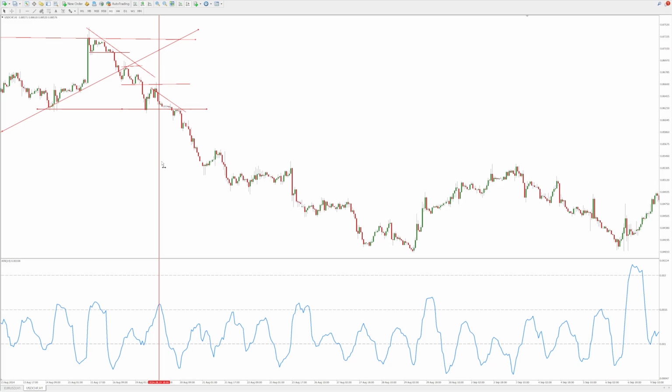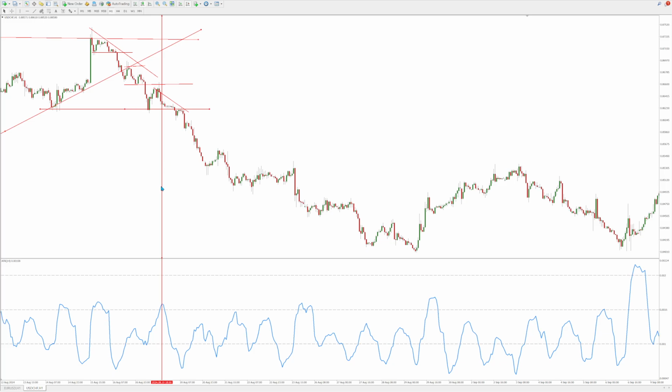Okay, so if we go further on, just follow this line for the ATR. What do we do? We wait for the ATR to move up. It shows an increase in volume. And then as it drops, you can use the levels as a gauge if you want.